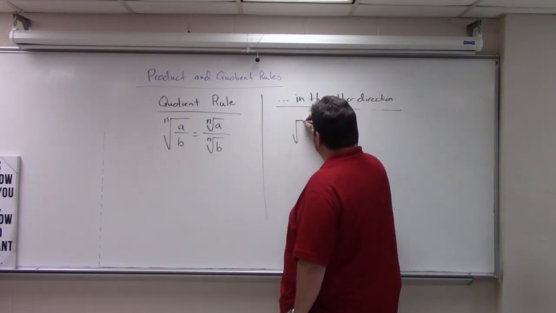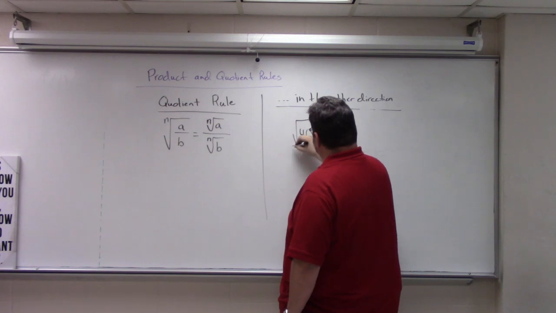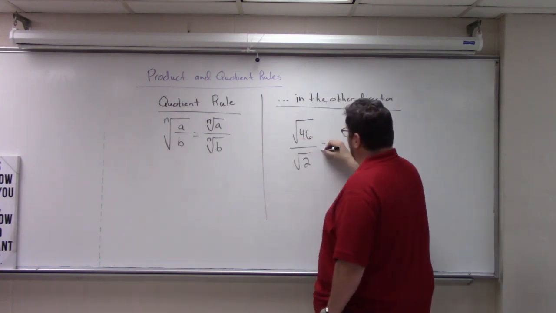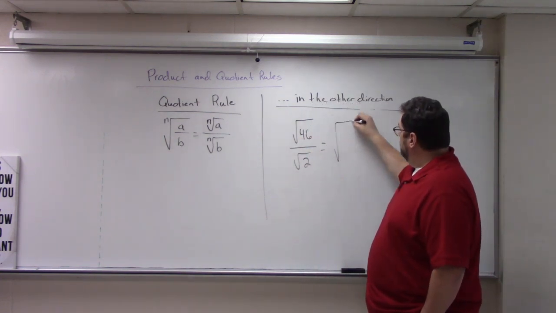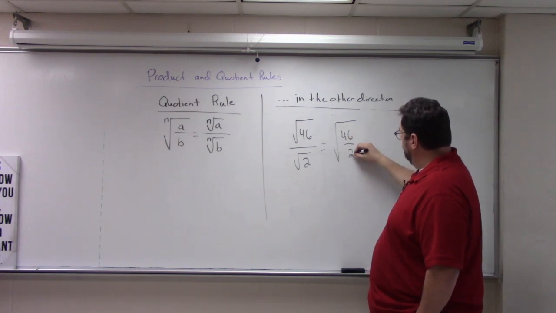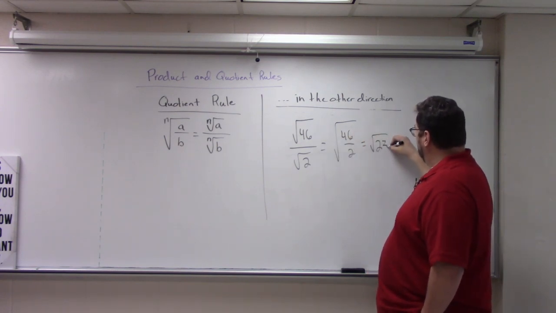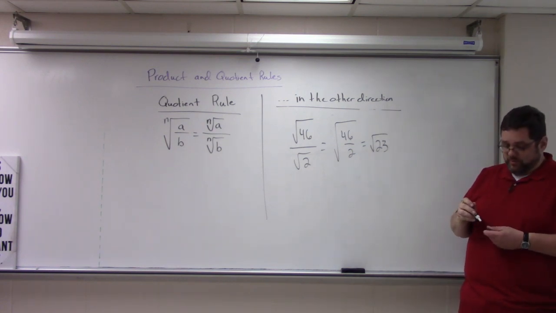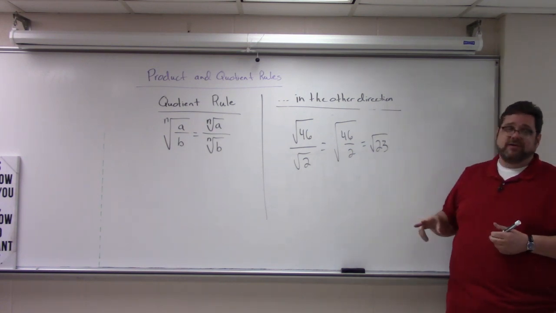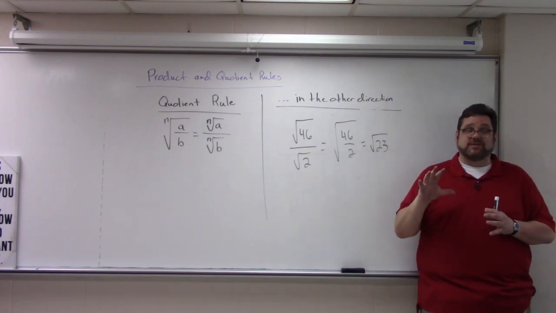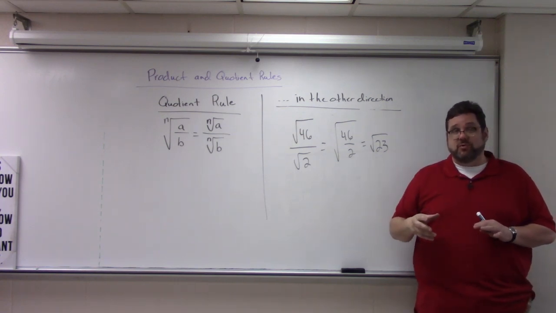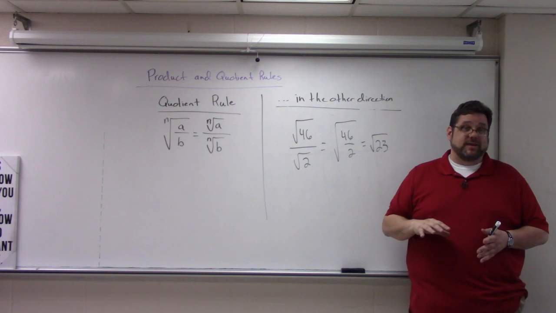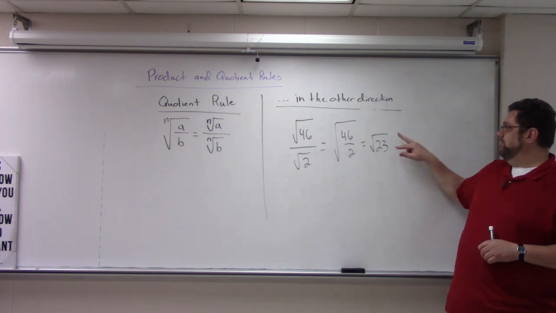All right, the square root of 46 divided by the square root of 2. I'm writing really big now. Square root of 46 over 2. That's the square root of 23. Now, we can't really go any further with that. We could put it in the calculator, but unless you see in the directions something about a certain number of decimal points or it says approximate, don't worry about the calculator. Just leave it like that.